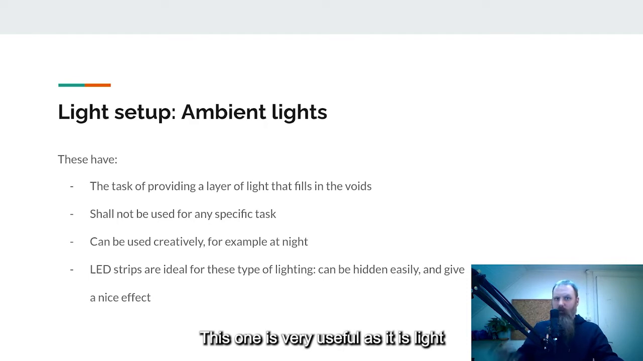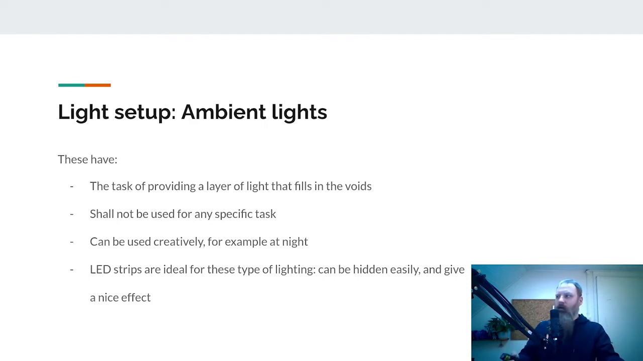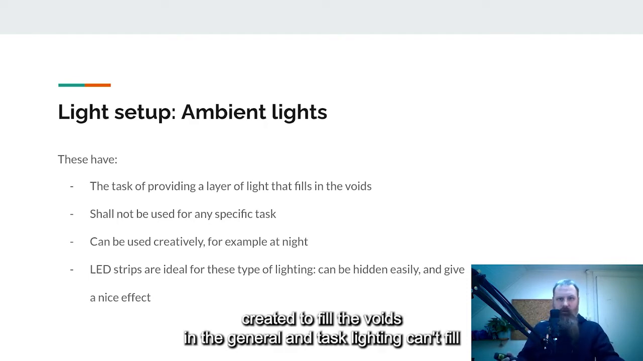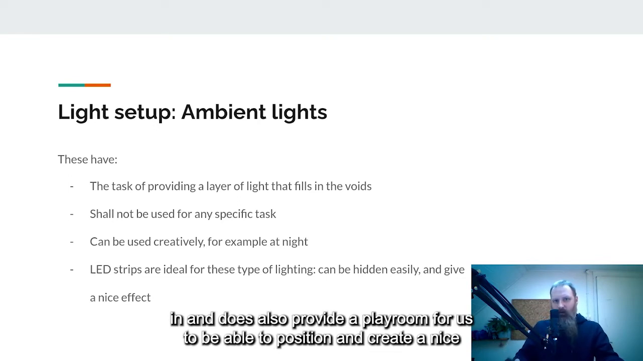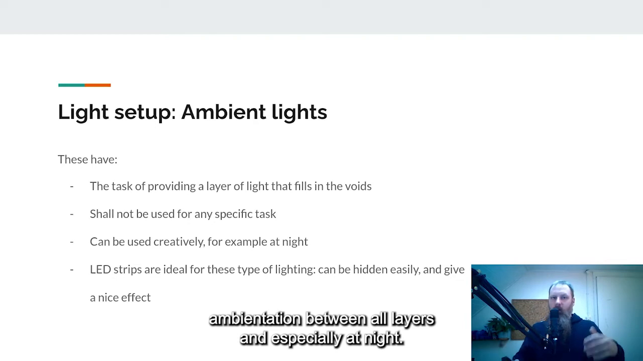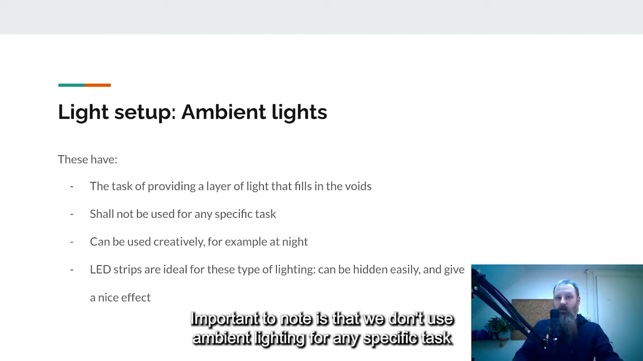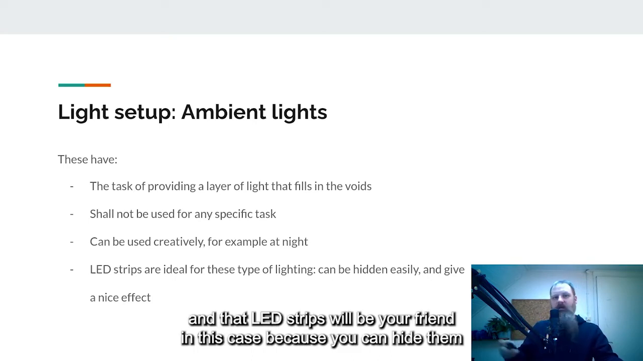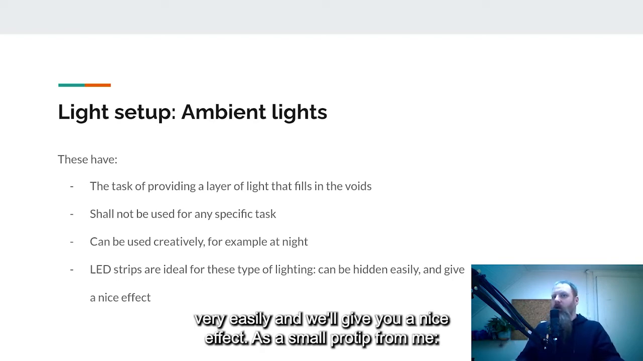This one is very useful as it is light created to fill the voids the general and task lighting can't fill in, and thus also provide a playroom for us to be able to position and create a nice ambientation between all layers, especially at night. Important to note is that we don't use ambient lighting for any specific task, and that LED strips will be your friend in this case because you can hide them very easily and will give you a nice effect.